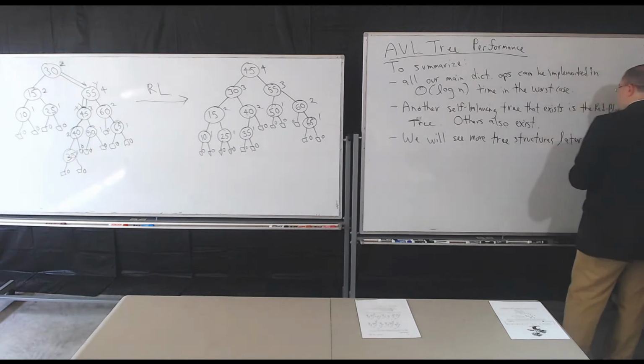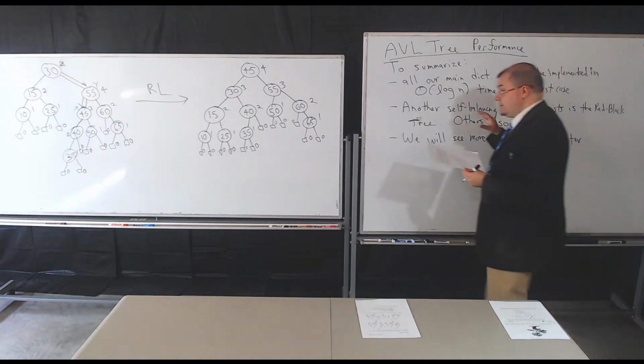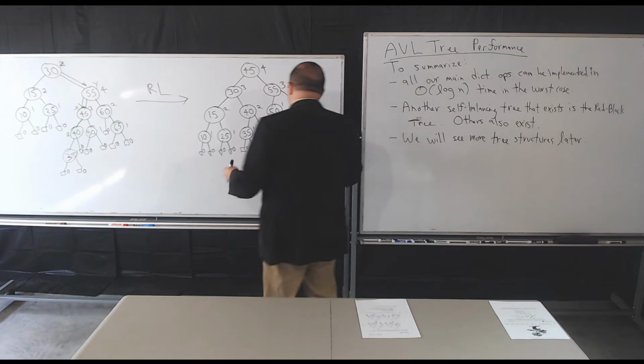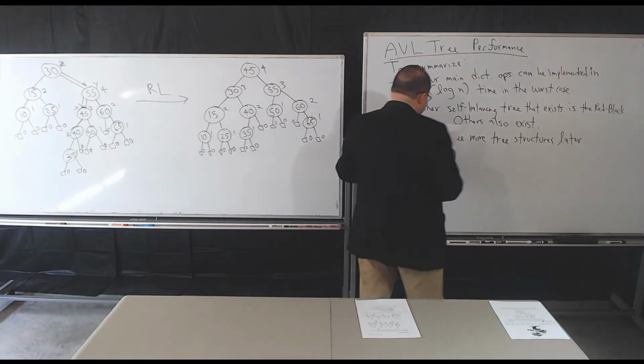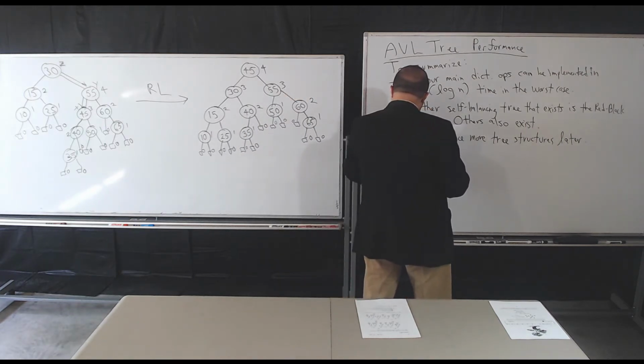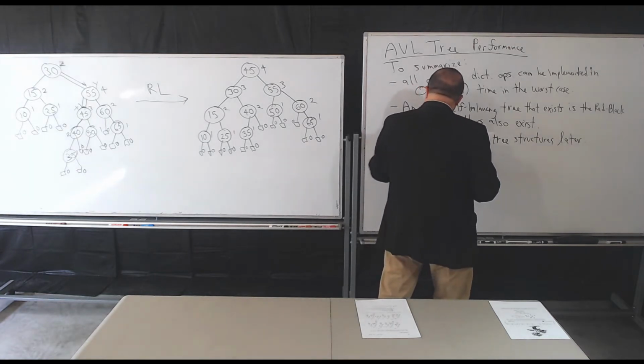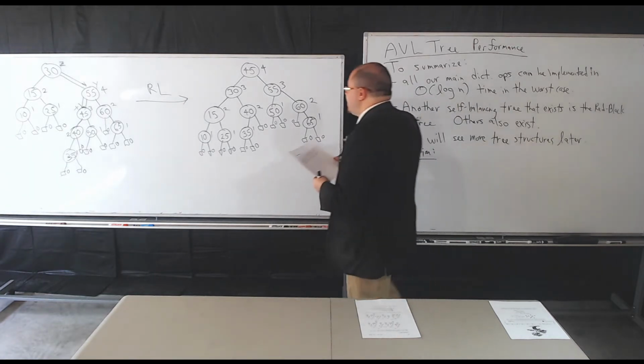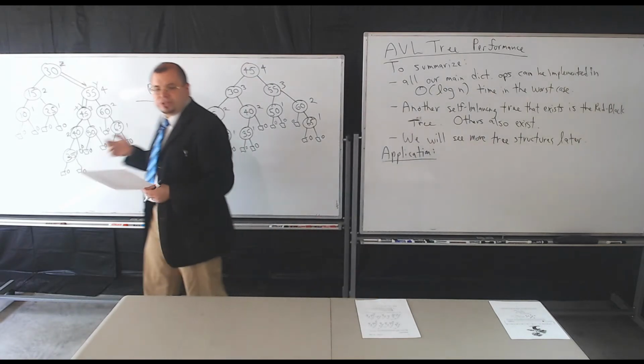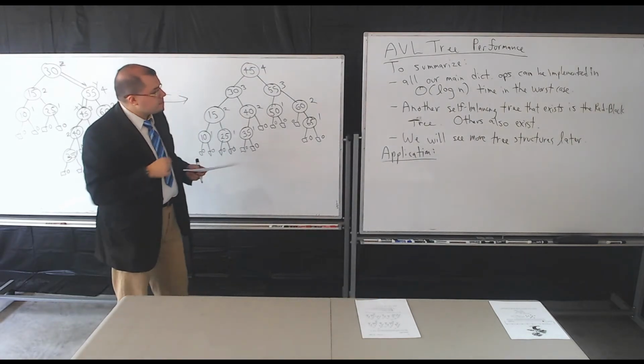We'll see some more generalizations. One of them is actually quite closely related to the red-black tree. Now, let's talk about an application. So here's an application. Now, I mentioned that you can quite easily augment binary search trees to include duplicates.